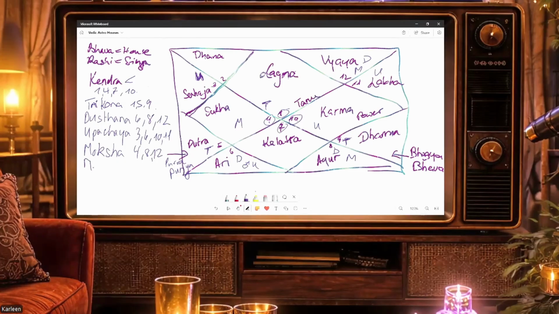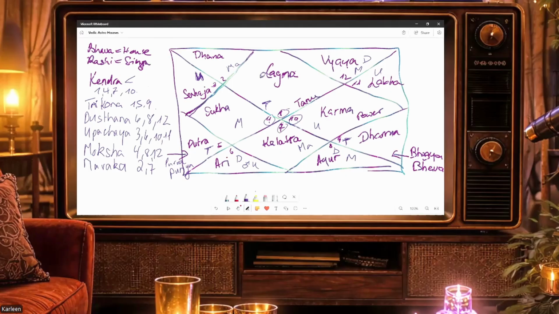Then you have the Maraka houses. And these are 2 and 7. And Maraka means killer. And the lords of the second and the seventh are called Maraka lords and are considered capable of causing serious crises during their planetary periods, or dashas. And I'll get into dashas in a future video, especially in old age or when you are in a vulnerable position. So these connect to the eighth house.